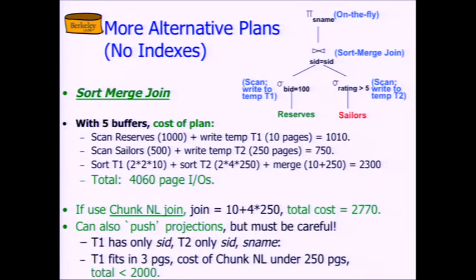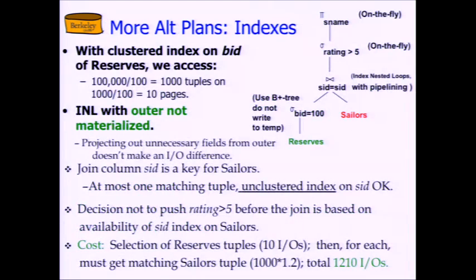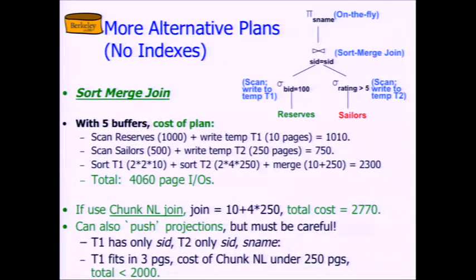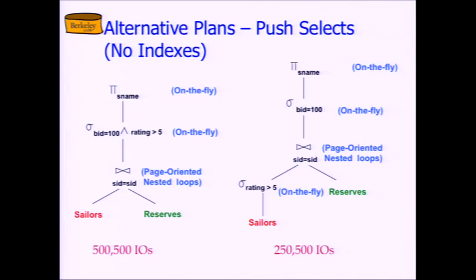And so T1 will actually, once you pare away the columns, fit in 3 pages. And the cost of the chunk nested loops join is really cheap then. So you're only paying for the cost of reading and materializing, and the total ends up less than 2,000. All right, so we went through a lot of examples. Let's do one more, which is what about indexes? So we got the cost down under 2,000. I will just remind you before we move on, the initial cost was 500,500. So this makes a big difference.